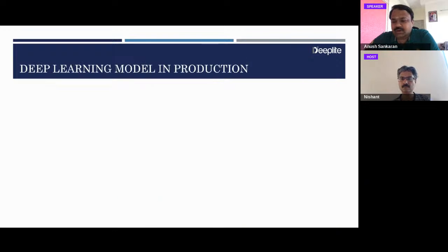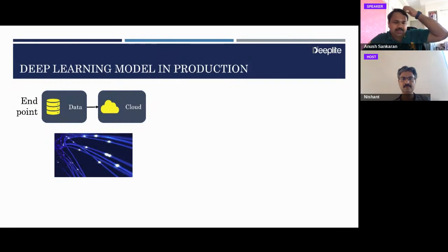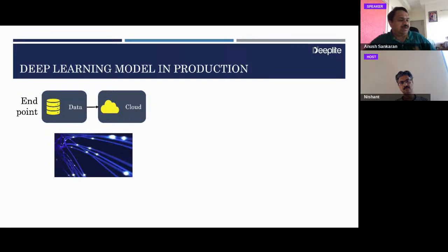When we try to put a deep learning model in production, this is roughly what happens. There is an endpoint where we try to collect data. The endpoint could be your mobile phone, your wristwatch, an IoT sensor, a CCTV camera on the street, anything that collects data. So we collect this data and we try to send it to a cloud. Assume it's a CCTV camera at the traffic signal.